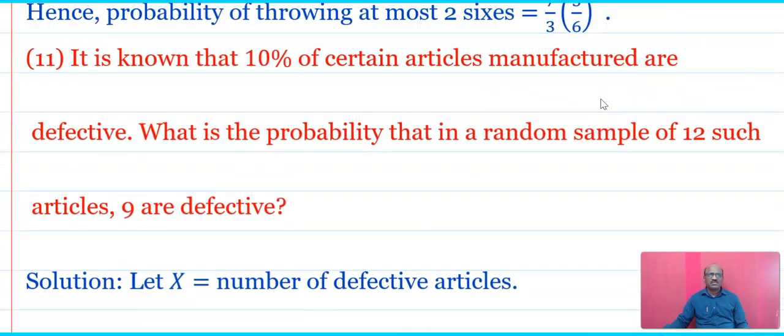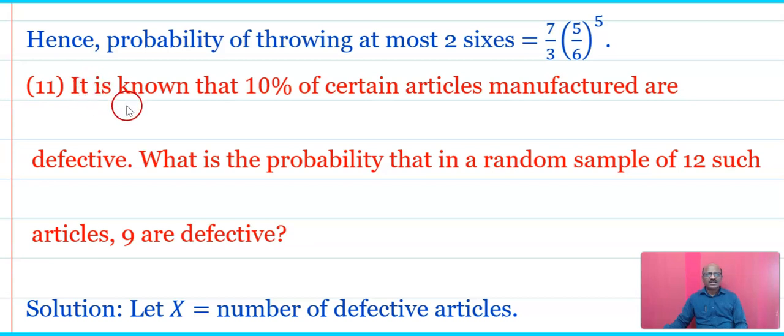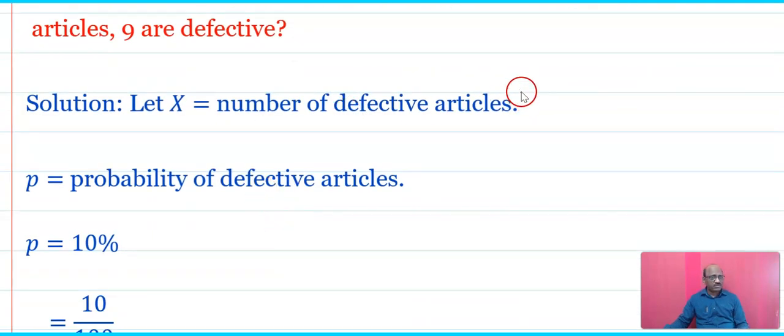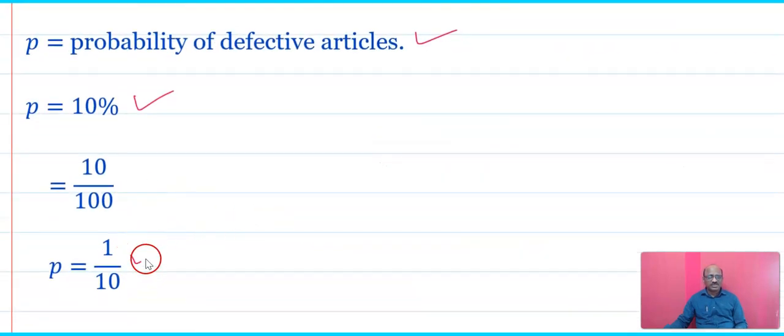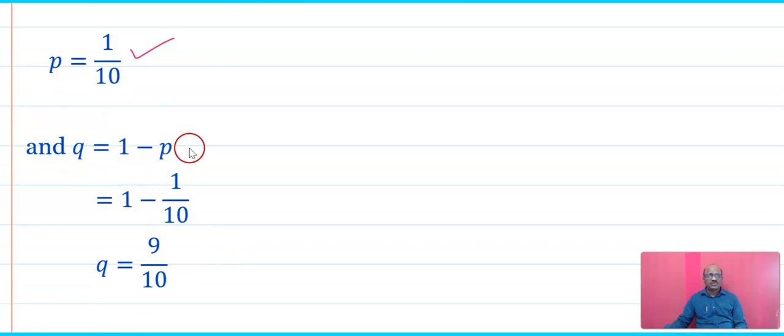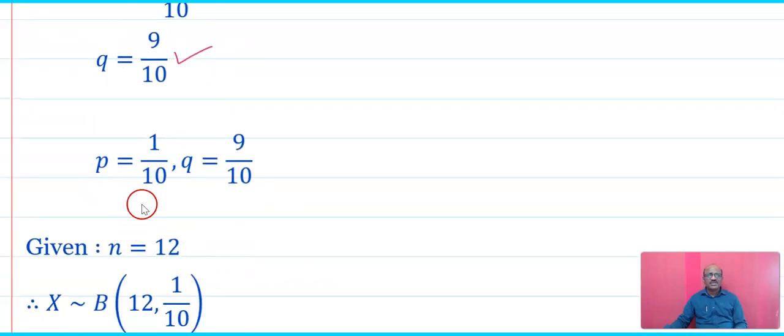It was a repeated problem. It is known that 10% of certain articles manufactured are defective. Okay, 10% defective. What is the probability that in a random sample of 12 such articles, 9 are defective? X denotes the number of defective articles. P, the probability of a defective article, is given as 10%, that is 10 upon 100, so P is equal to 1 upon 10. What about Q? Q is equal to 1 minus P, that is 1 minus 1 upon 10, so Q is 9 by 10. Therefore P is 1 upon 10, Q is 9 by 10.